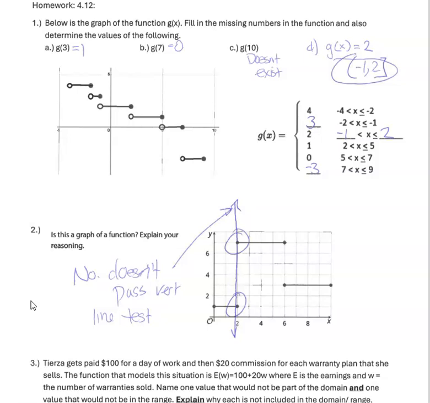And then lastly, it says g of x is going to equal 2. When does it equal 2? It's going to equal 2 from -1 to 2. I did it in interval notation.